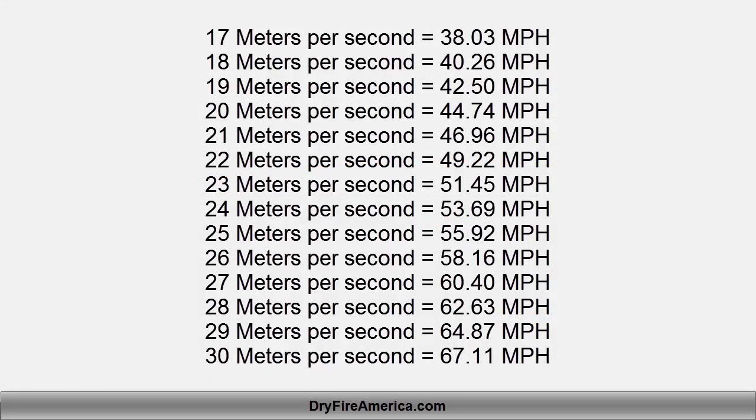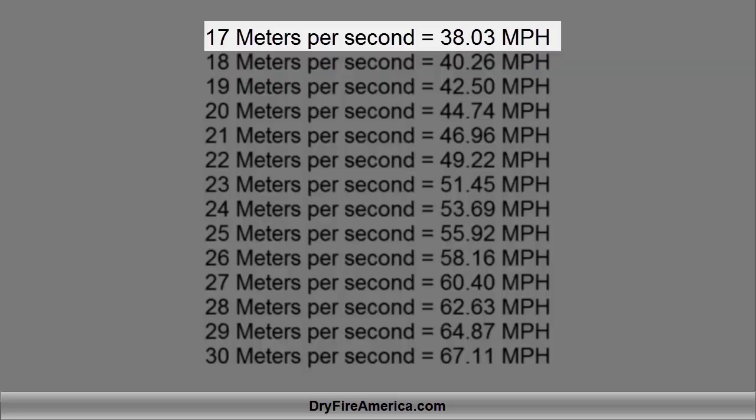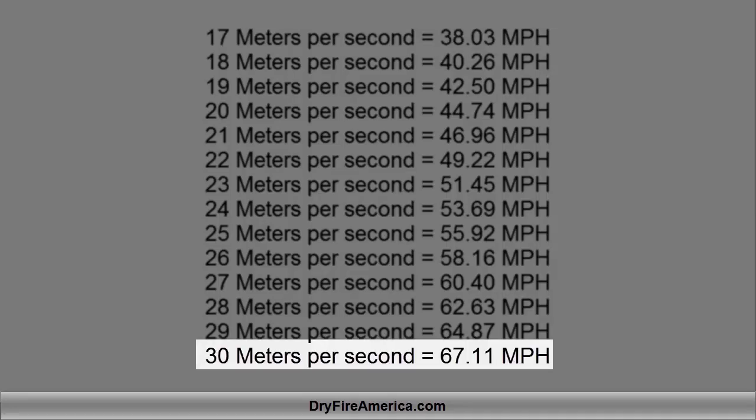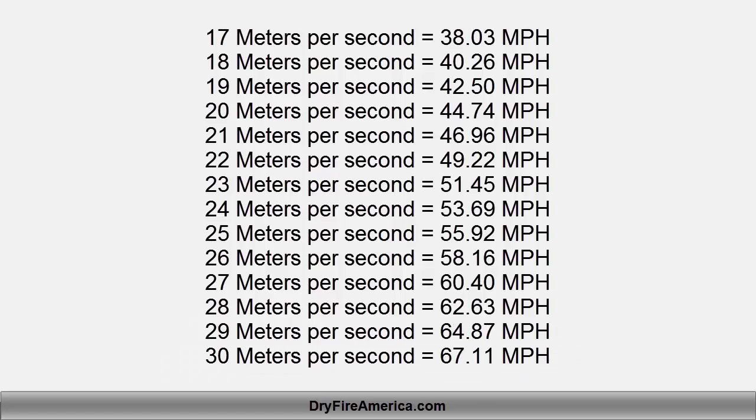And now for your convenience, I've converted meters per second into miles per hour from 17 meters per second to 30 meters per second, which covers a range of 38 miles an hour to 67 miles an hour.